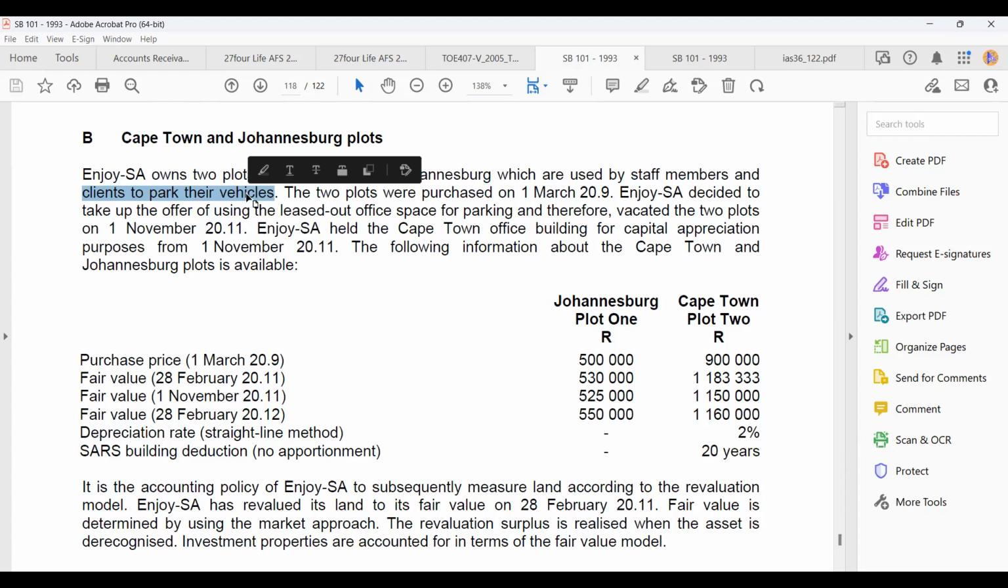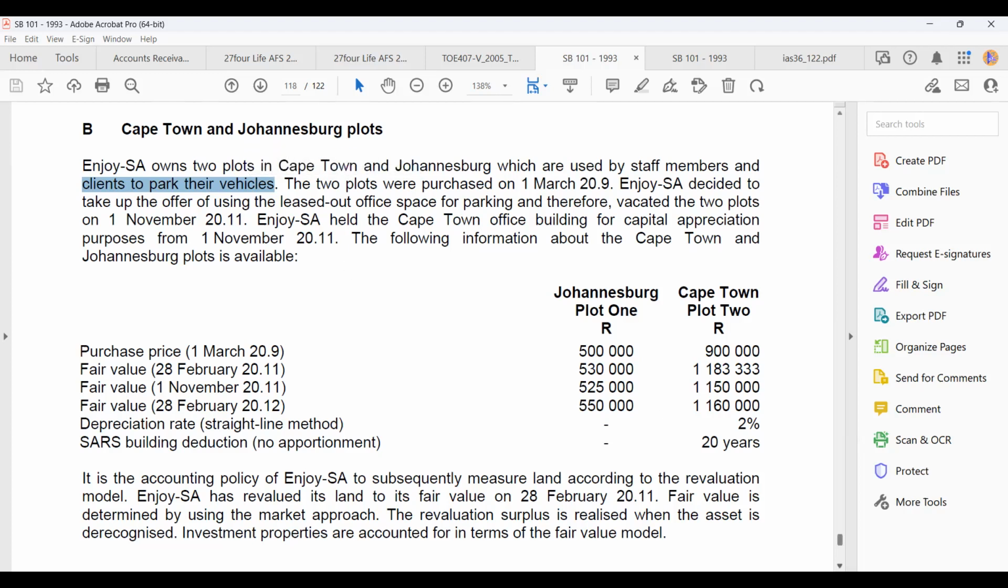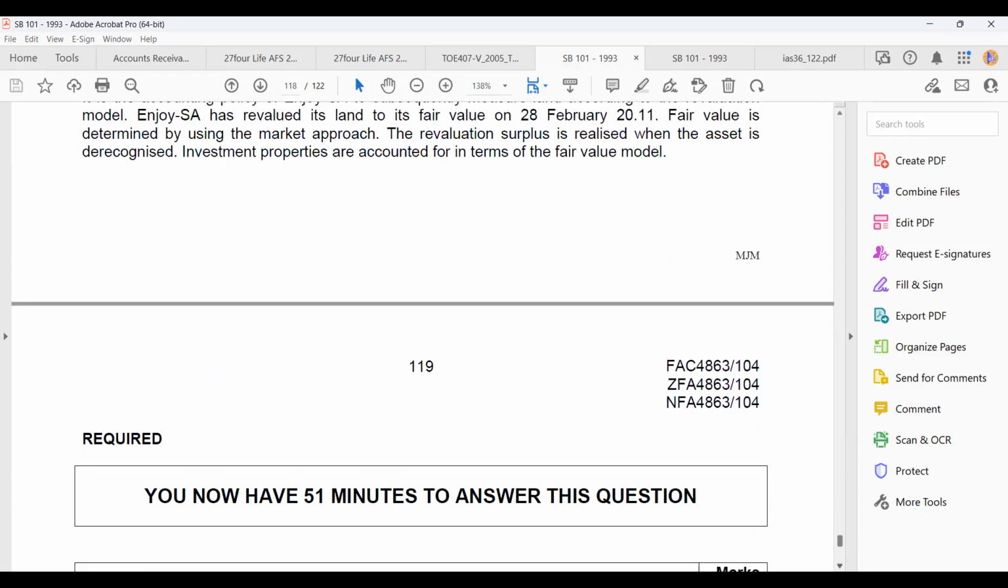Okay. So they say it is the accounting policy of Enjoy SA to subsequently measure land according to the revaluation model. Enjoy SA has revalued its land to its fair value on 28 February 2011. Fair value is determined by using the market approach. The revaluation surplus is realized when the asset is derecognized. Investment properties are accounted for in terms of the fair value model. Okay, so let's have a look at what the required is asking.